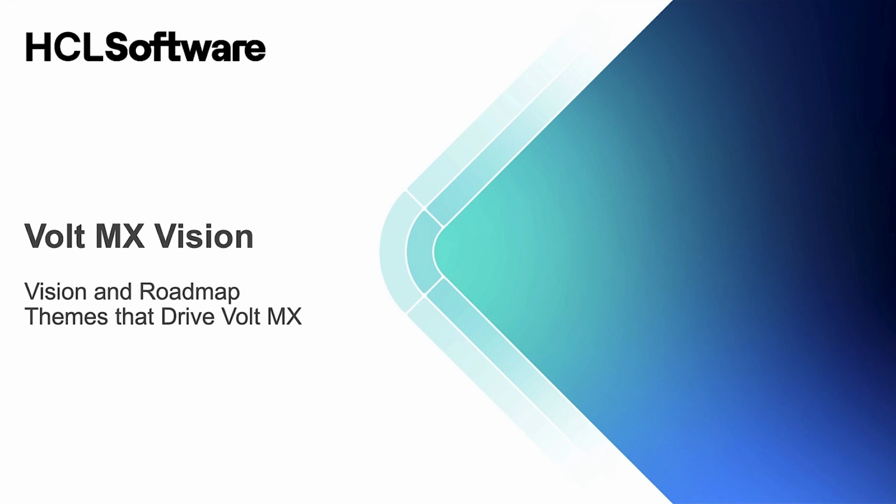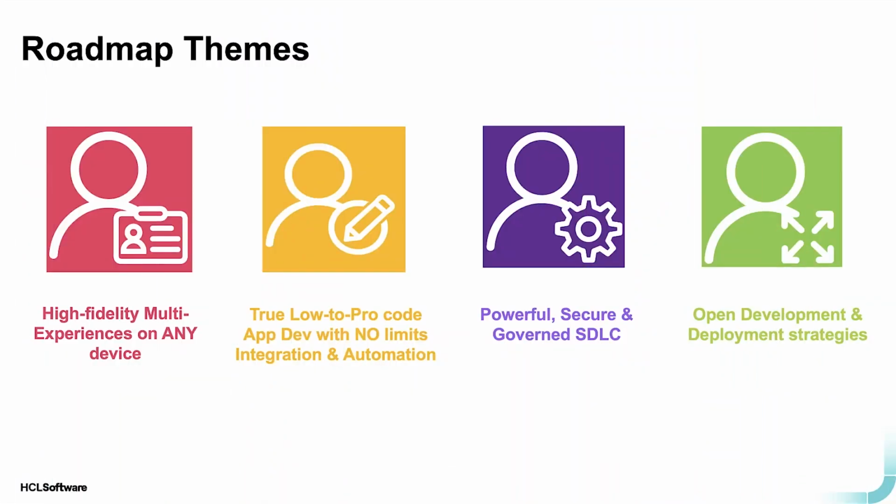Let's start with the vision that drives the roadmap themes for Voltamex. The themes form the pillars that guide our roadmap and strategy for the product. Our pillars are: high fidelity multi-experience on any device; the ability to provide true low to pro code application development with no limits; a very powerful and secure software development life cycle for our customers and developers; and support for open development and deployment strategies, again for our developers and customers, so that they can deploy on any platform of their choice.